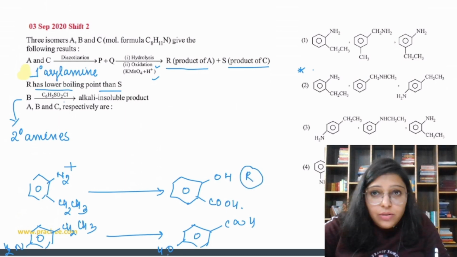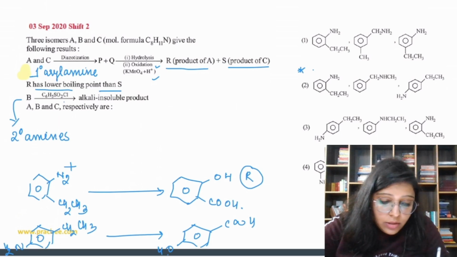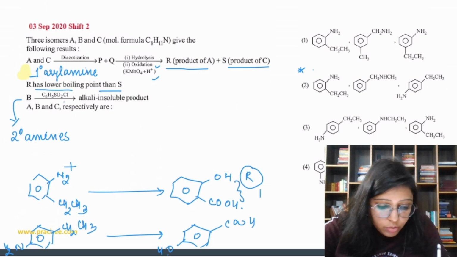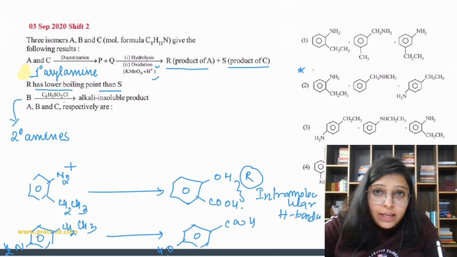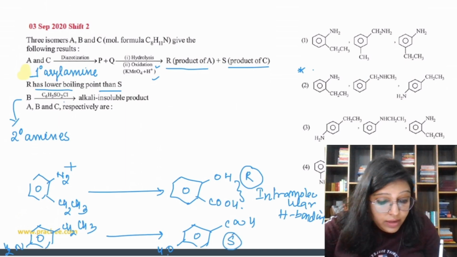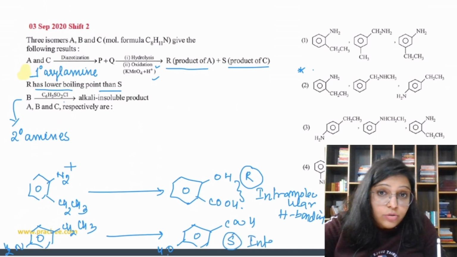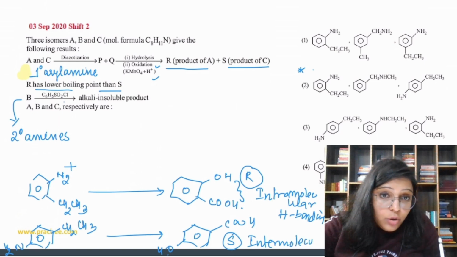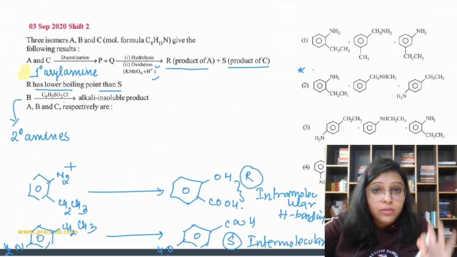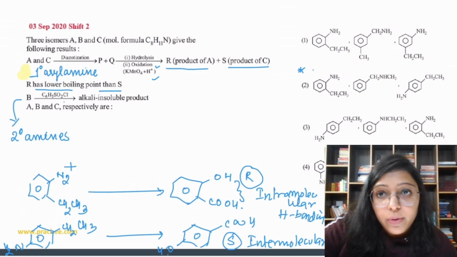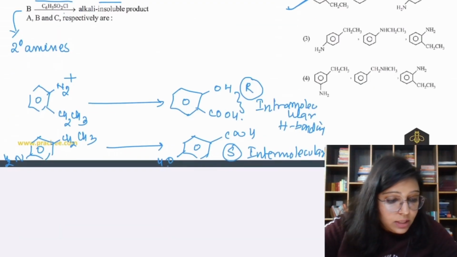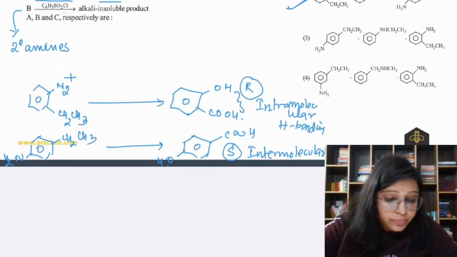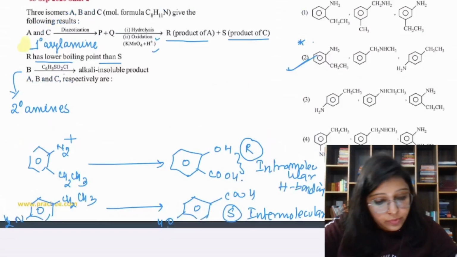Why? R has a lower boiling point than S. Why? Because here we have intramolecular hydrogen bonding. If we have intramolecular hydrogen bonding, the boiling point is less. But in this S, we have intermolecular hydrogen bonding. So if we have intermolecular hydrogen bonding, the boiling point is going to be more. So it means we can say option 2 is going to be the correct answer. Okay, that's it. Okay, fine.